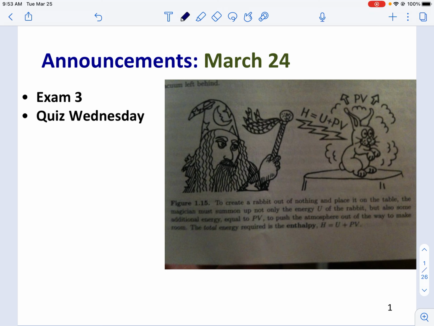So a few things. Remember, exam 3 is a week from Wednesday, and we have a quiz tomorrow on Wednesday, and that quiz covers all the previous chapter. So really focusing on solubility with and without common ion, with complex ions, and with some of the titration calculations. All right, so let's get on to this.